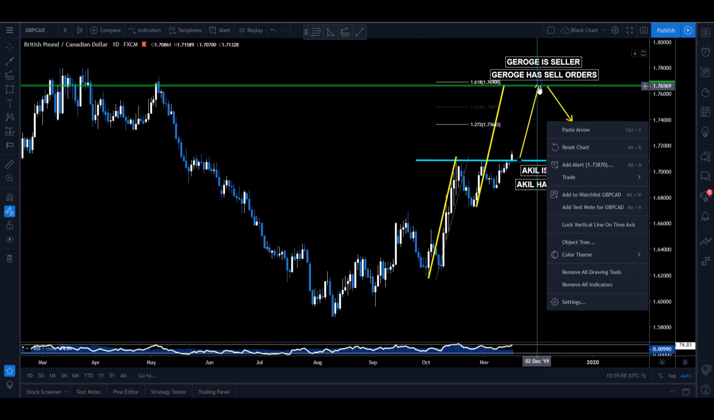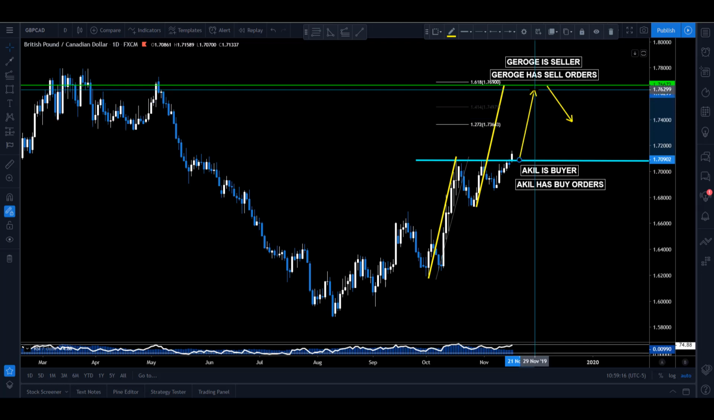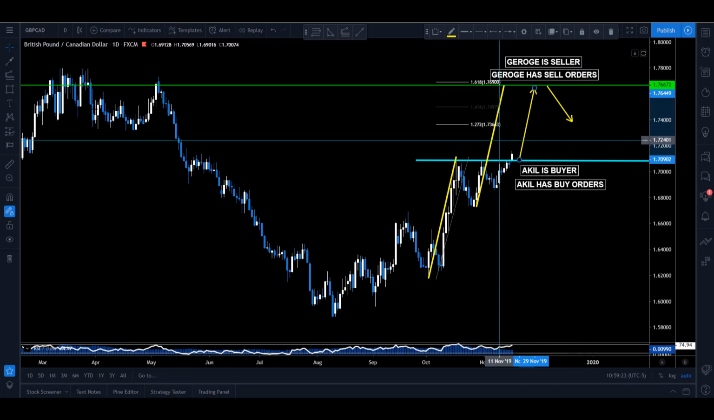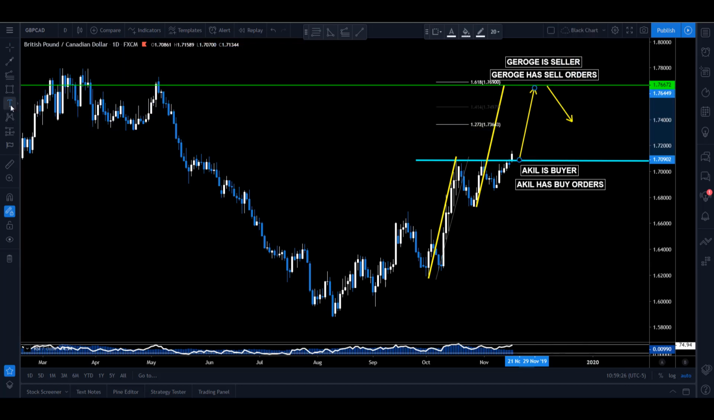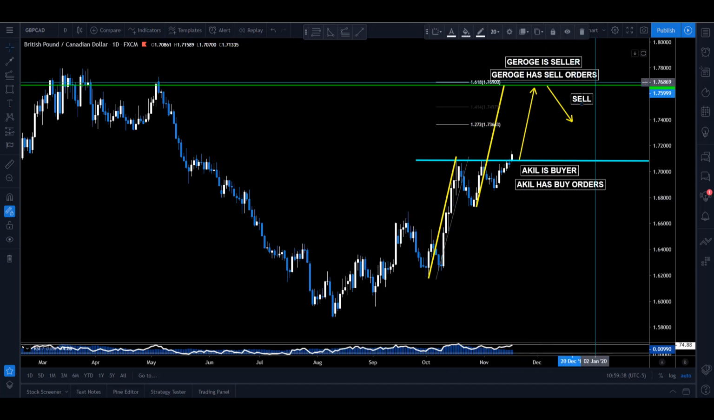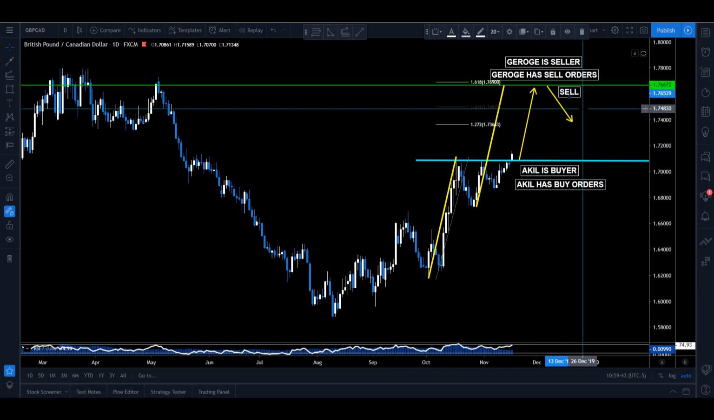Here's the cool part. As the market comes up here, I'm making money, doing my money dance, right? 171 to 176, 500 pips. I'm the man. And then I get to a point where I'm like, I don't want to be greedy. I should probably take my positions off. As a buyer, what do I need to do at this level? I need to sell. I need to sell at this level. George is also selling at this level.